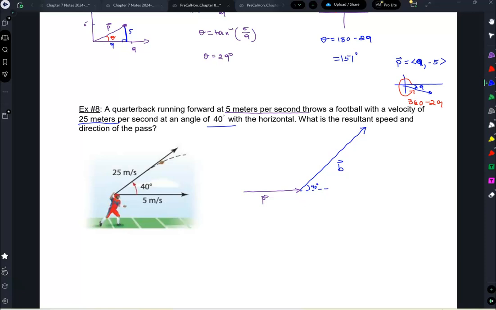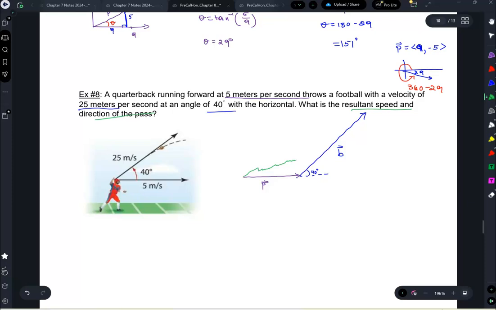Because remember, to add vectors, you start where the first one left off. Yeah? So this is how the diagram will have it. But in order for us to add vectors, you have to put one at the end of the other. Okay? So what we want is the resultant speed and direction of the pass. What is the resultant? Oh, it's this. This is it.